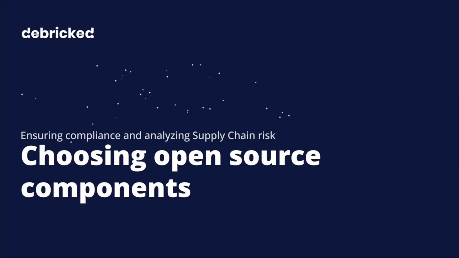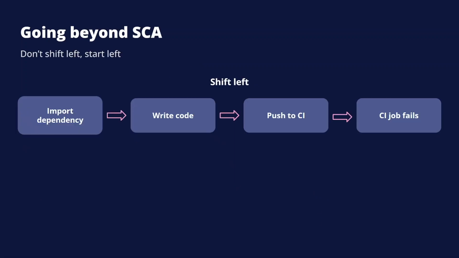Let's look at how to evaluate open source projects for compliance with your organization's policies and for supply chain risk. For this, we have a product called Open Source Select and a feature called Start Left Policies. We say start left because traditionally in organizations shifting left, the shift means adding more overhead to developers.